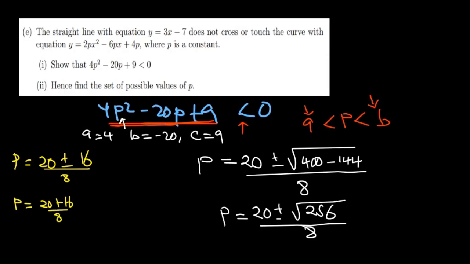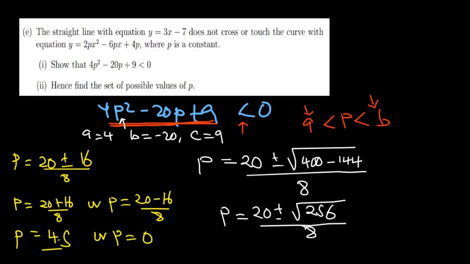This will be our first answer. Or p is equal to 20 minus 16 divided by 8. So what is this going to be? 20 plus 16 is going to give me 36, and then 36 divided by 8 is going to give me 4.5. And then or p is equal to 20 minus 16, which is 4, and then 4 divided by 8 is going to give me 0.5. So we have our two values for p.